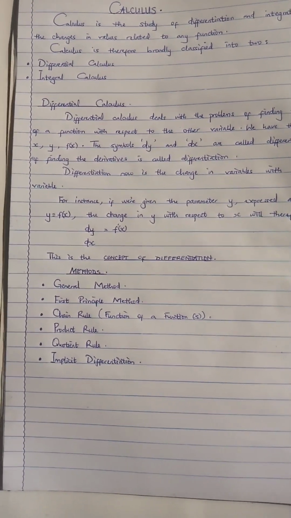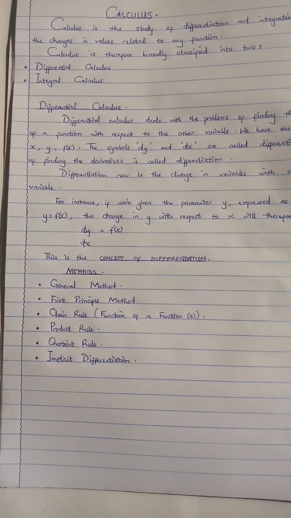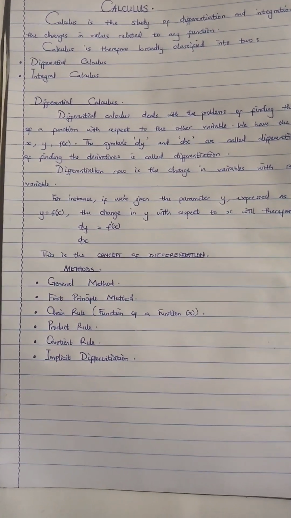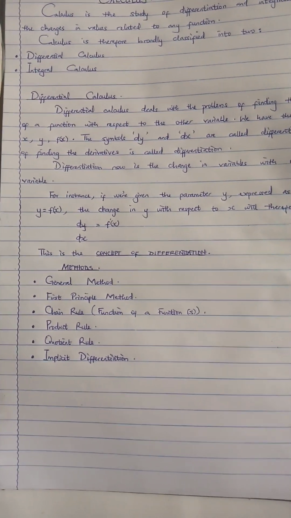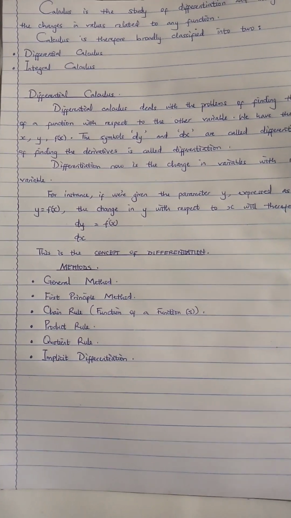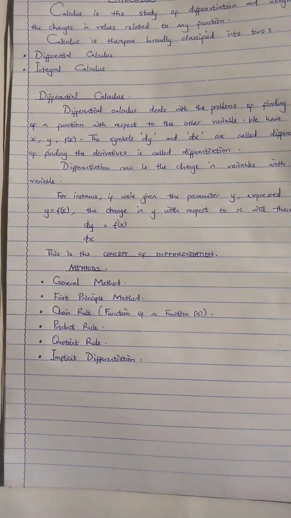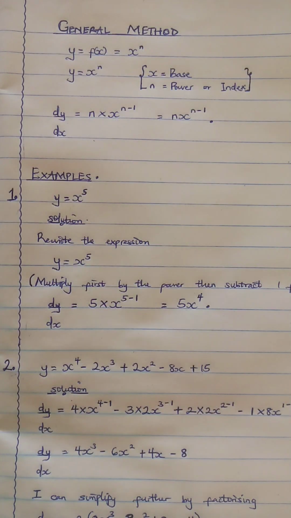I have 6 methods here which we can use to solve differentiation. I have the general method, the first principle method, the chain rule or function of a function, the product rule, the quotient rule, and the implicit differentiation. But today we'll be dealing with the general method. Let us see how we can solve differentiation using the general method.